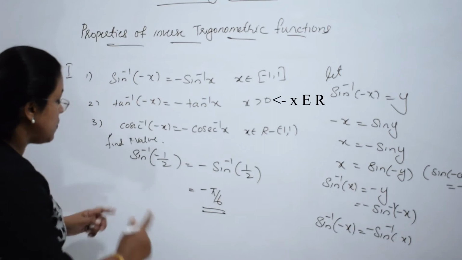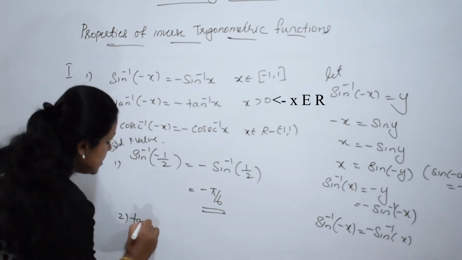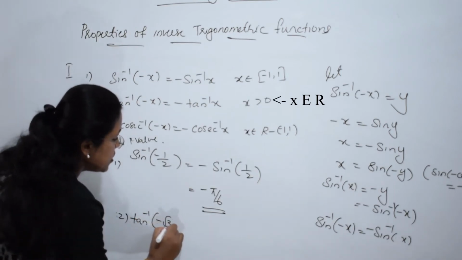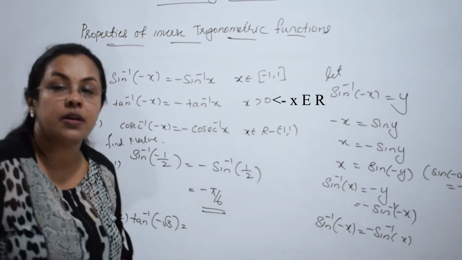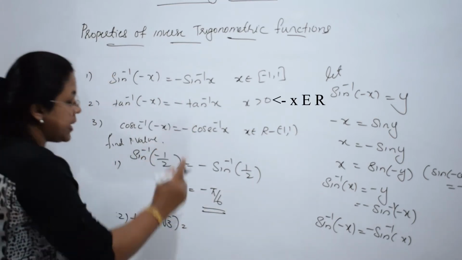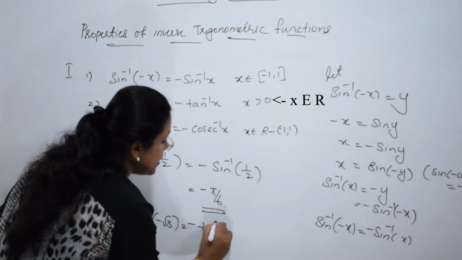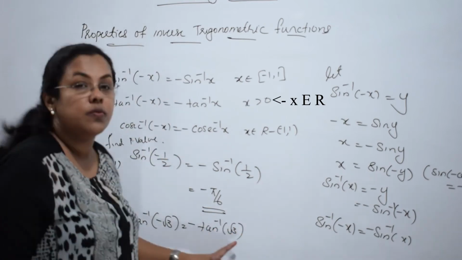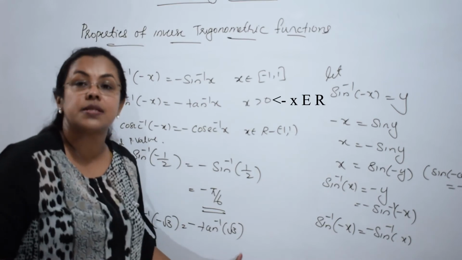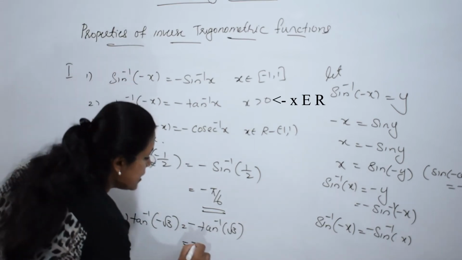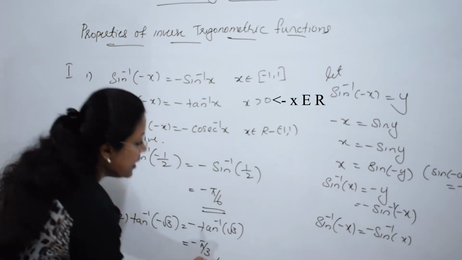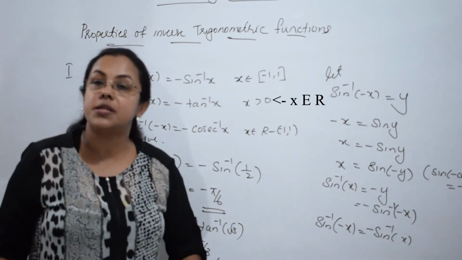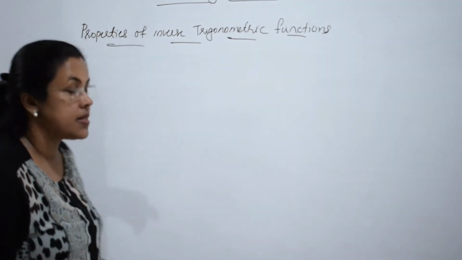Is it clear? One more question. Tan inverse minus root 3. According to the property, we can write it as minus tan inverse root 3. We can write the answer directly. What is tan inverse root 3? Tan 60, isn't it? So we can write it as minus pi by 3 directly with the help of this property. Now next set of properties.